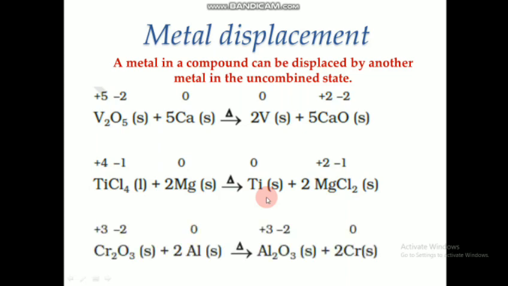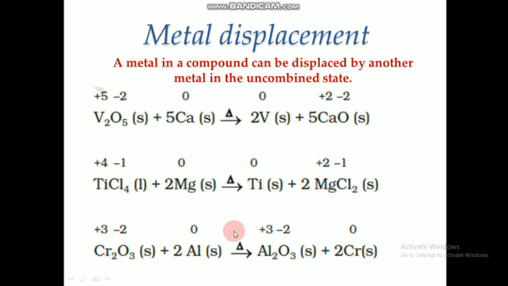Another example, Cr2O3 plus Al. Here also we can tell it's a metal displacement because one metal is displacing that of Cr and forming Al2O3. In that also, if you see oxidation and reduction, Cr is converted from +3 oxidation state to 0, a decrease in its oxidation number. So we can tell it's undergoing reduction. Oxygen, there is no change. Aluminium, if you see, goes from 0 to +3 oxidation state. So we can tell it is undergoing oxidation. So aluminium is oxidized and chromium is reduced.